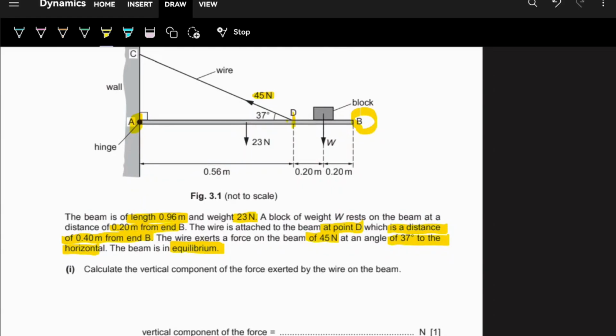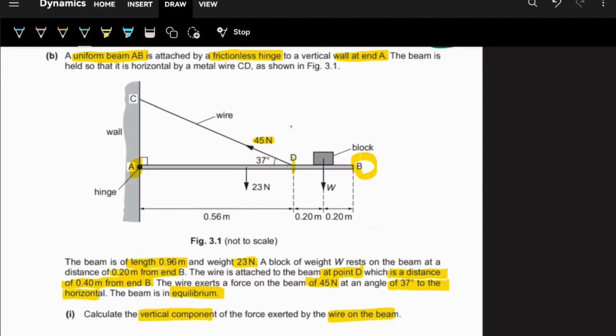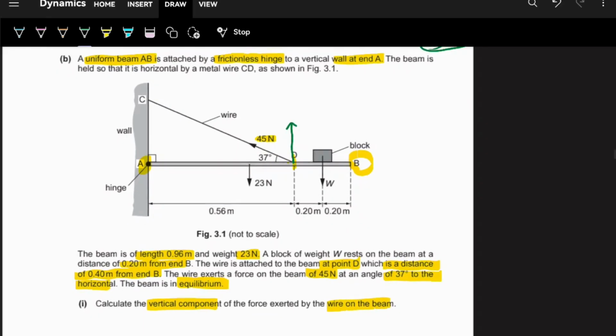Okay, let's begin with question 1. Calculate the vertical component of the force exerted by the wire on the beam. They want the vertical component. This is our vertical component, and this would be 45 sine 37 degrees. And this is 45 cos 37 degrees.